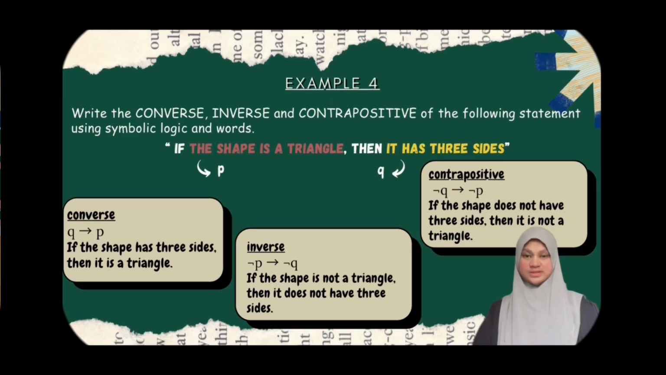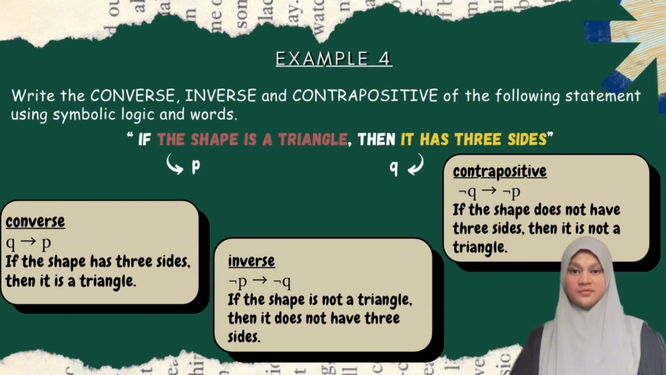Next, we continue with an example. Write the converse, inverse, and contrapositive of the following statement using symbolic logic and words. The statement is, if the shape is a triangle, then it has three sides. So, P is the shape is a triangle, and Q is it has three sides.